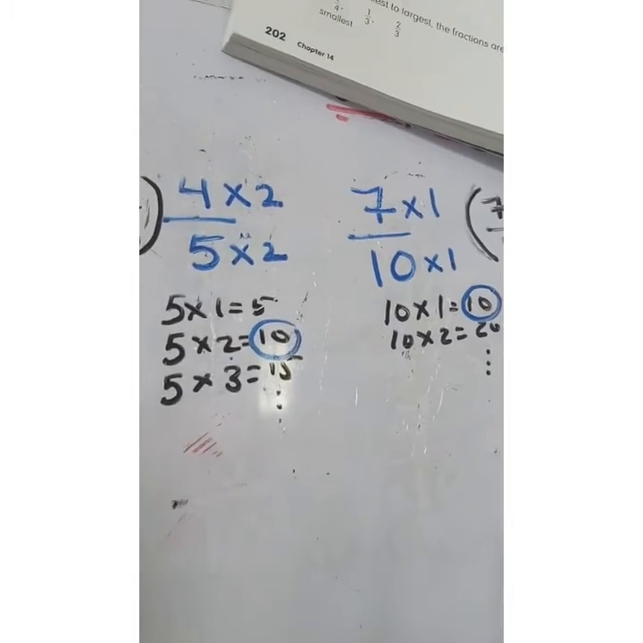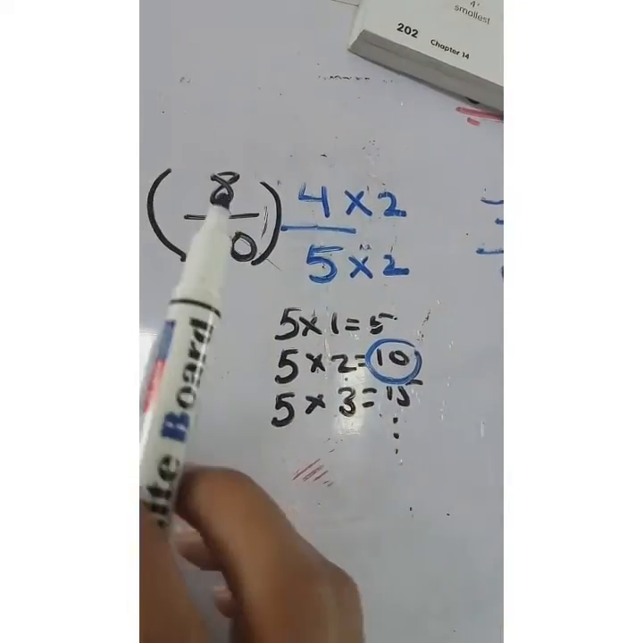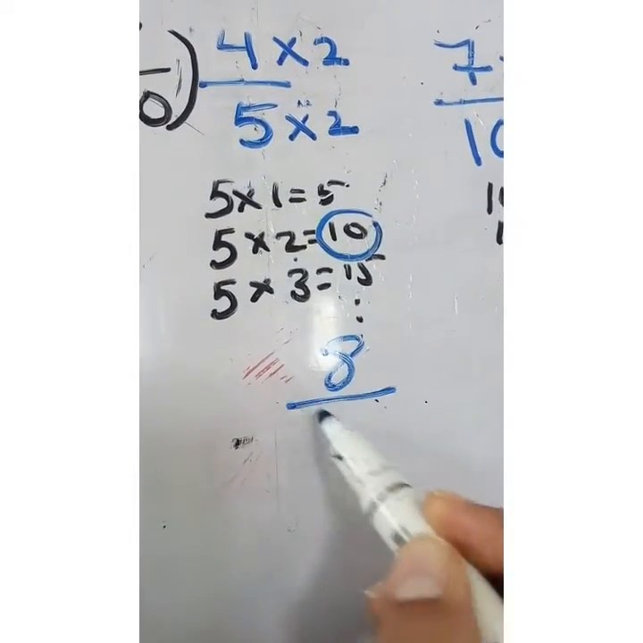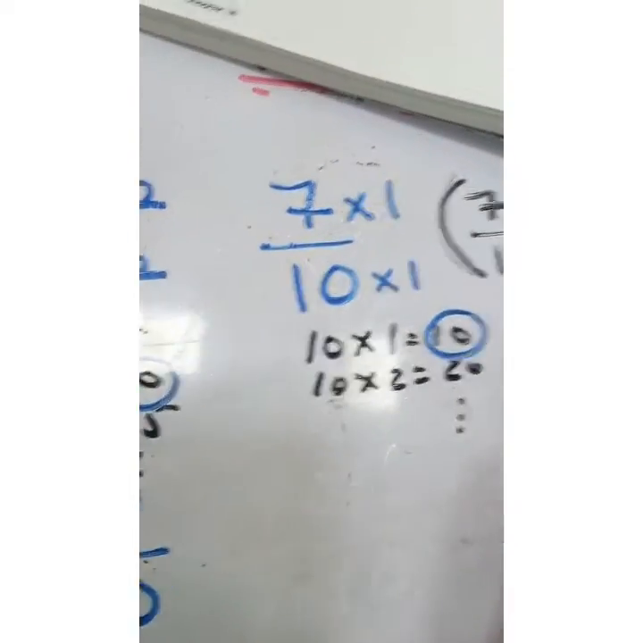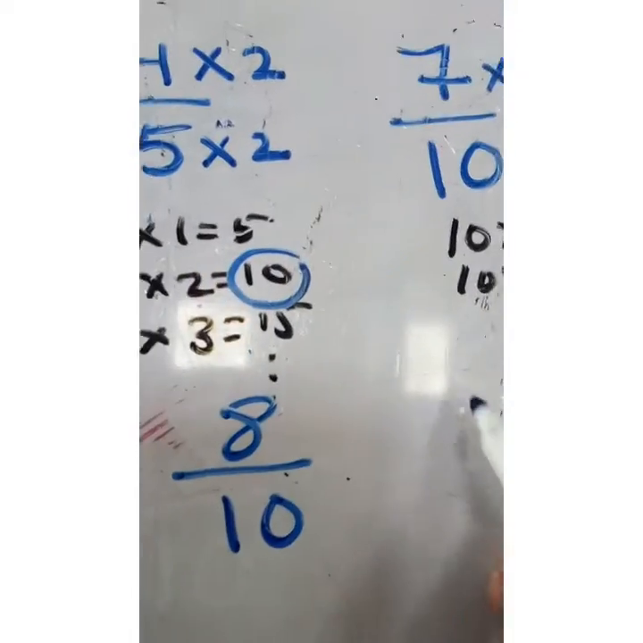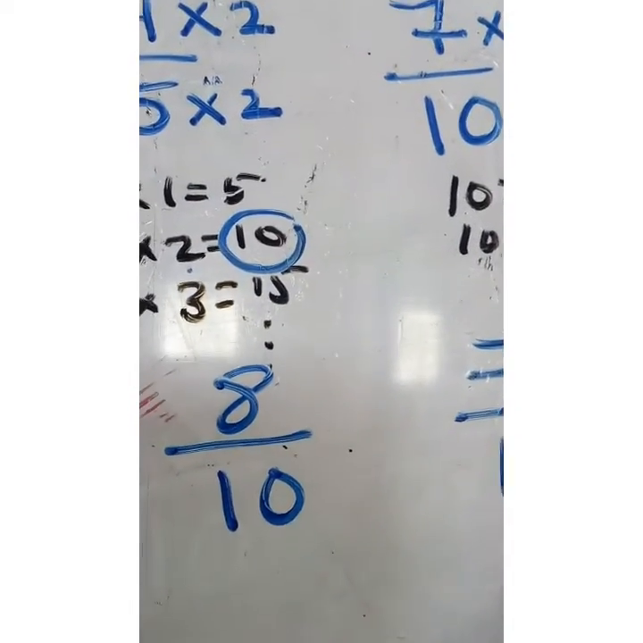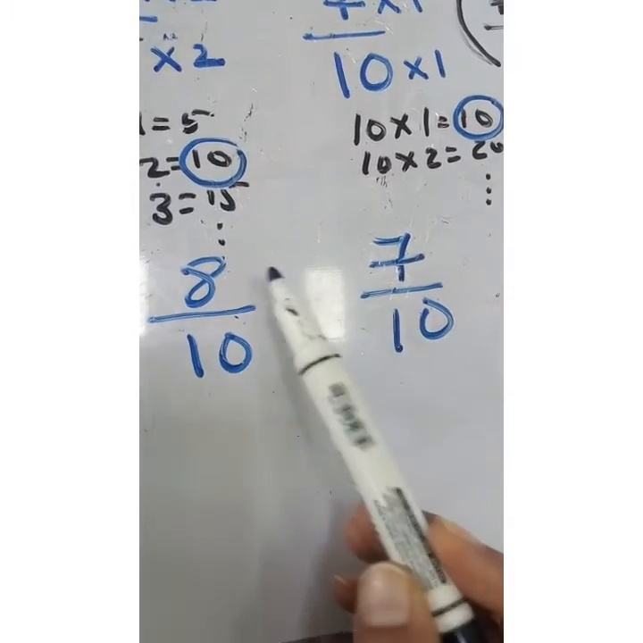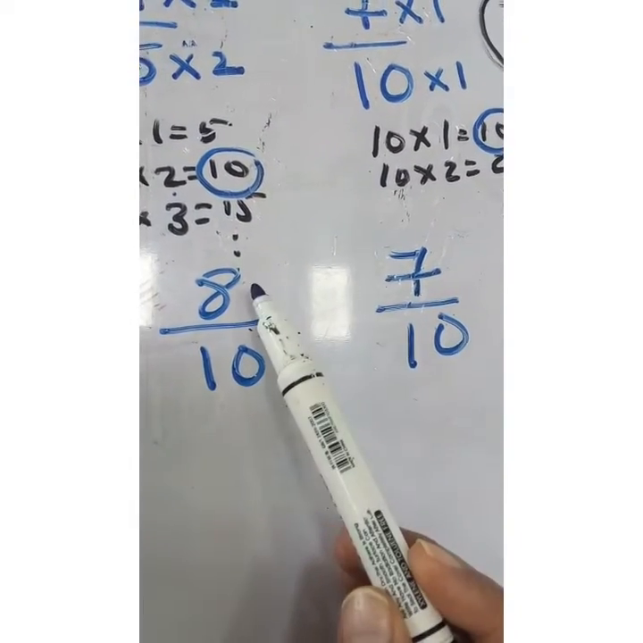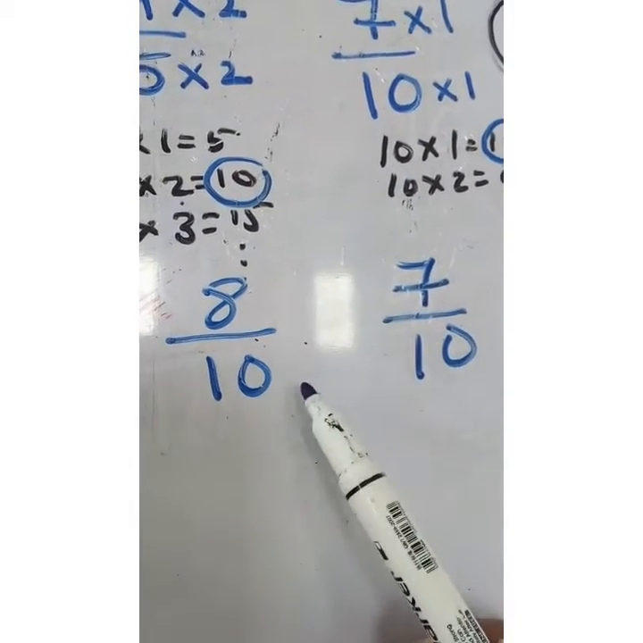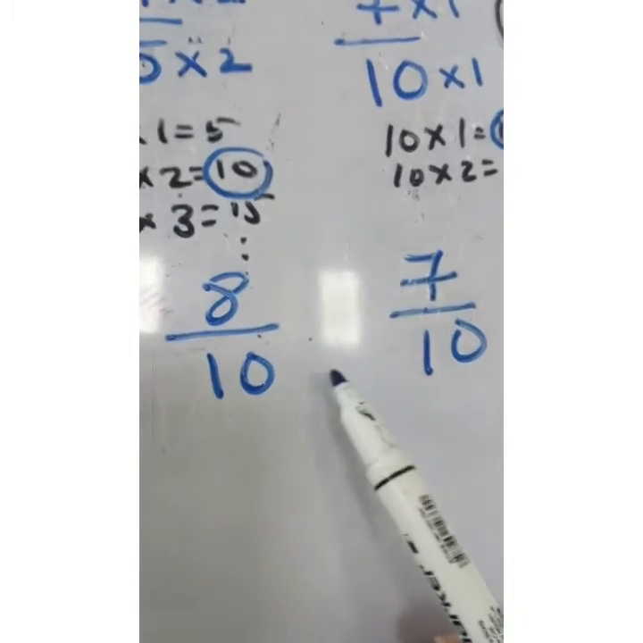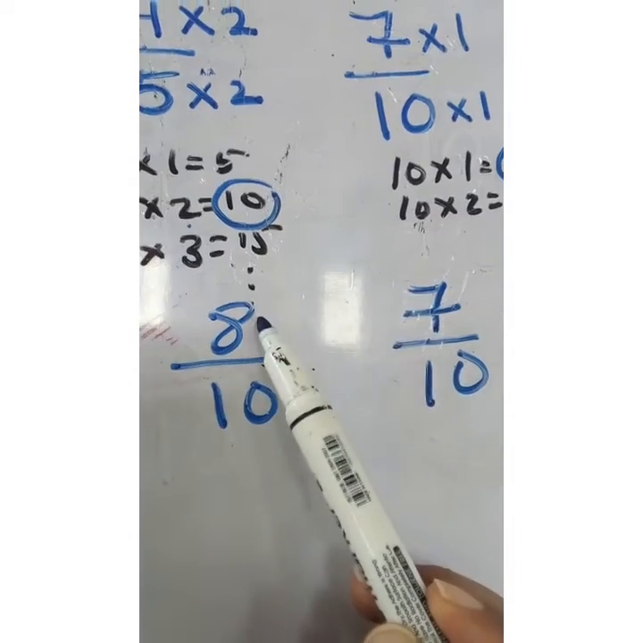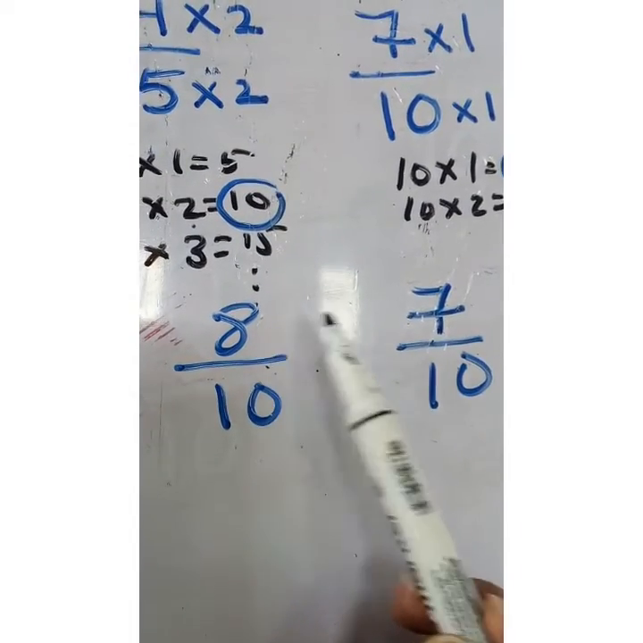So now we compare the two numbers that we get, 8/10 and 7/10. Now when you look at them, they have the same denominator and different numerators, and we know from before that when we have the same denominator and different numerators, the bigger the numerator is, the larger the fraction.